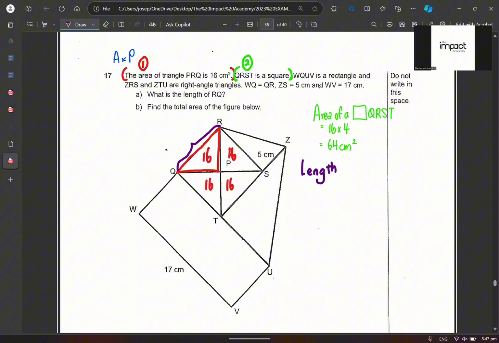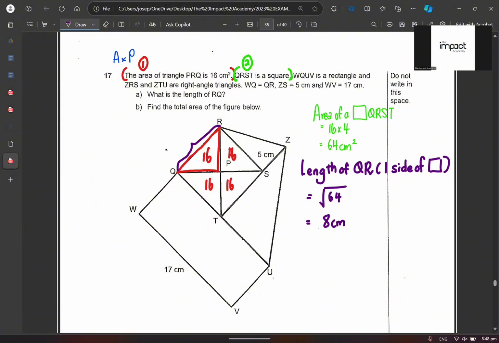So the length of QR, RS, ST, TQ are all the same. Understand or not? I will just use one side. Maybe you can bracket one side of the square. It is actually equal to square root of 64. You punch your calculator and you get 8 cm. So what does it mean? It means 8 times 8 is 64.